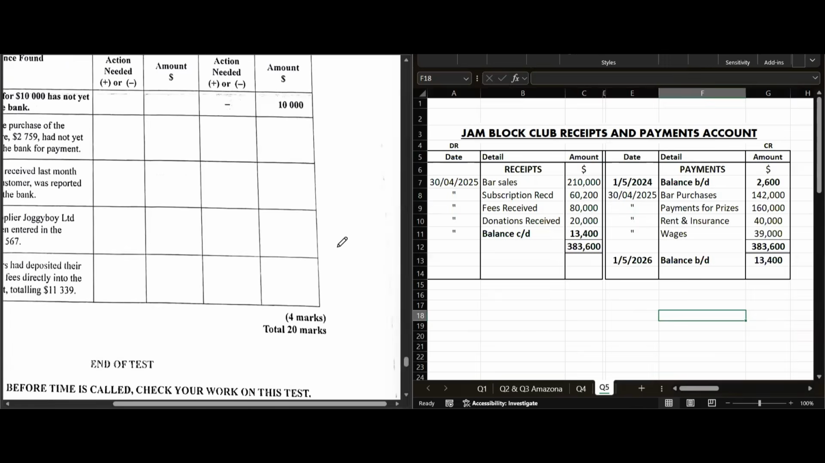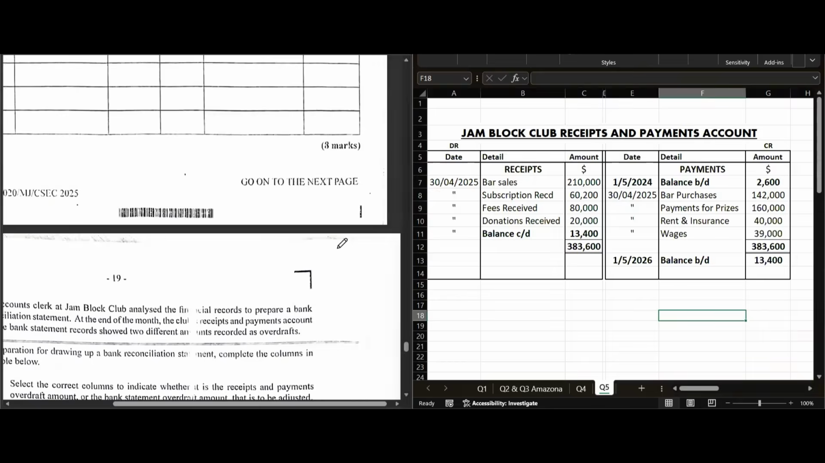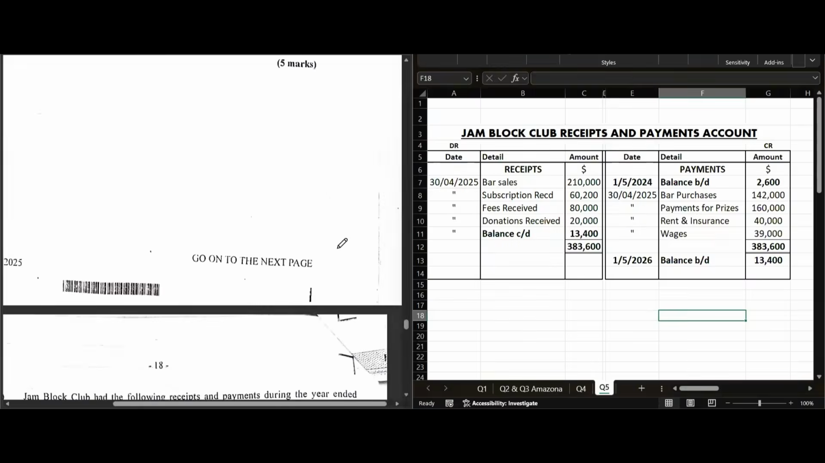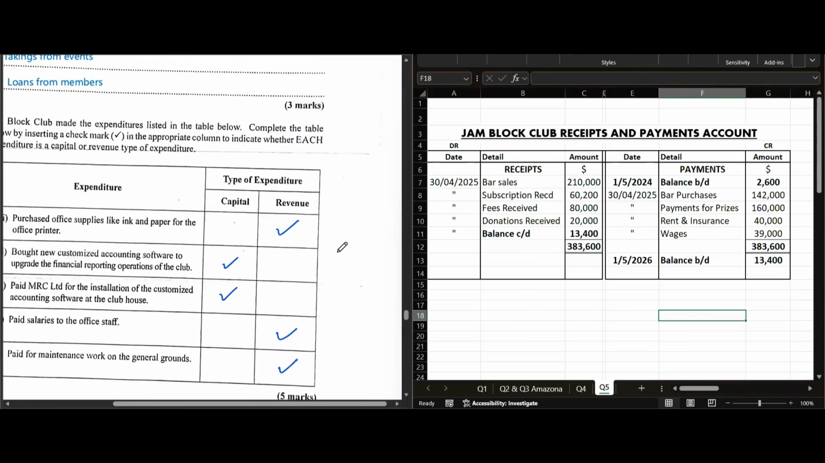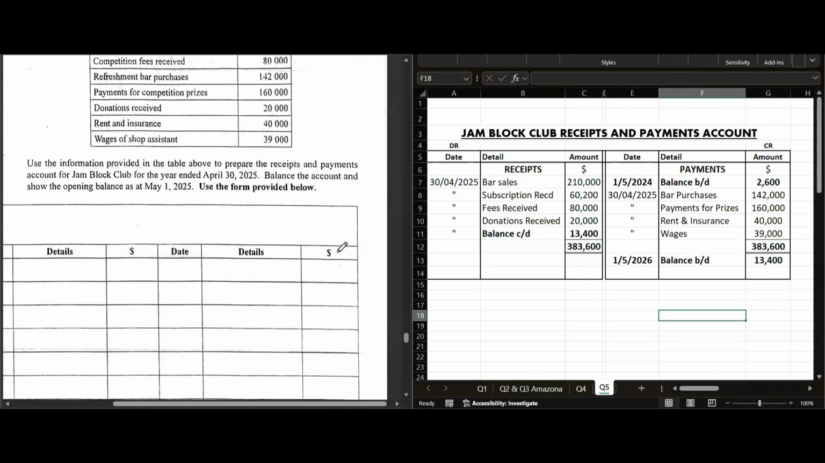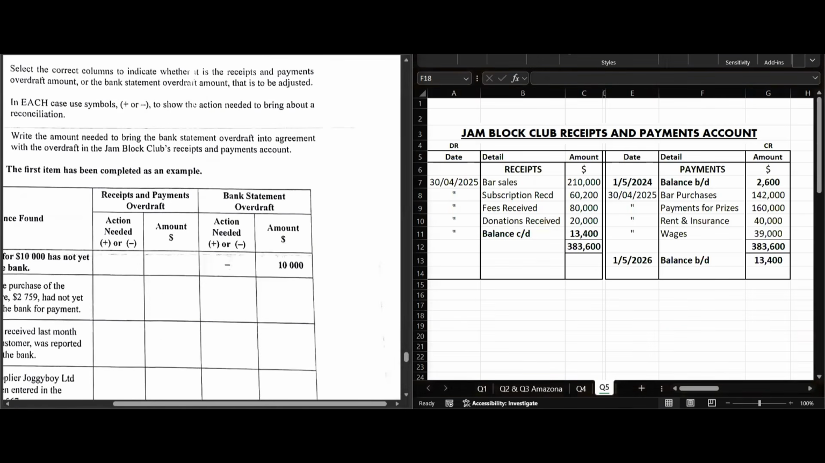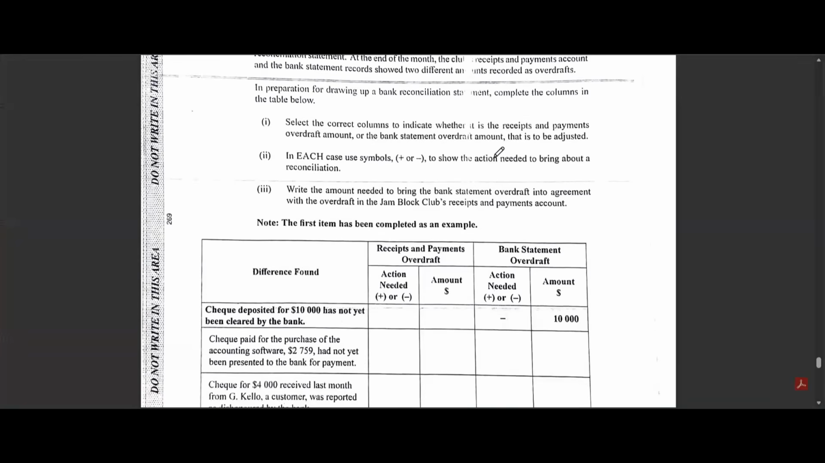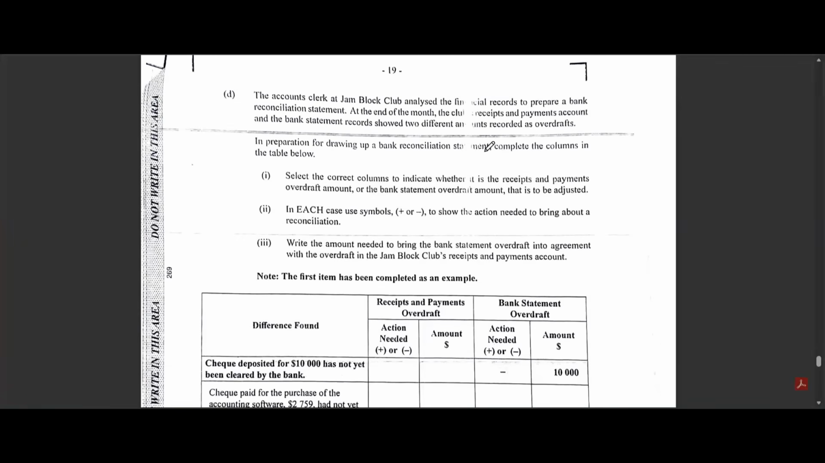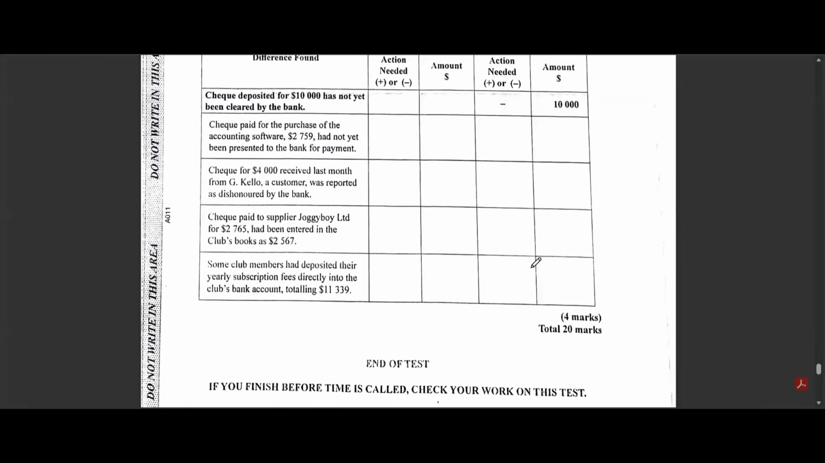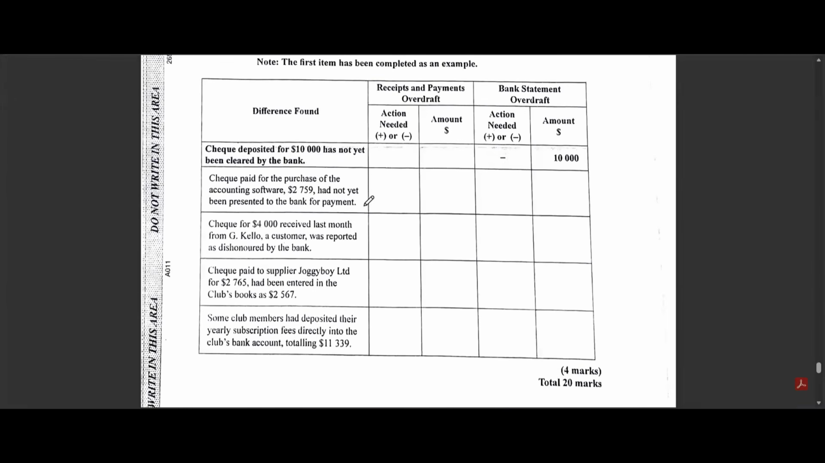Alright, time for us to move on to the final part of this question, guys. Yes, that's the final part, because the first couple of parts were 5 marks and 3 marks, that's 8, then another 8 marks here, that's 16. And now we have the final part to look at, which is a bit of a bank reconciliation. But we didn't have to do anything too detailed. We just have to say what would have happened to the receipts and payments account and the bank statement account.